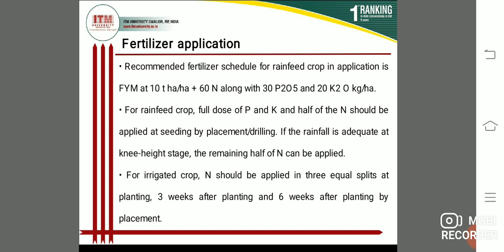Next, students, for rainfed crop, the full dose of P and K and half of the nitrogen should be applied by placement or drilling. If the rainfall is adequate, at knee height stage the remaining half of the nitrogen can be applied. Students, for irrigated crop, nitrogen should be applied in 3 equal splits: at planting, 3 weeks after planting and 6 weeks after planting, by placement.